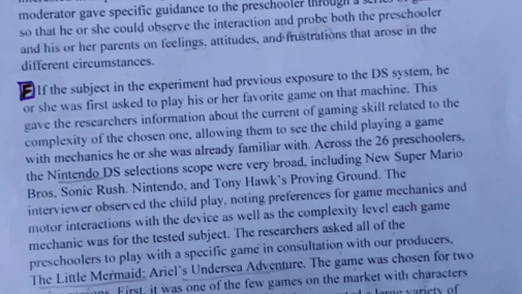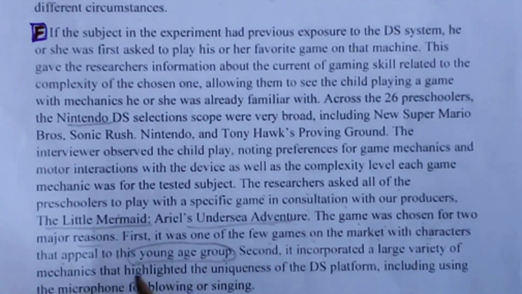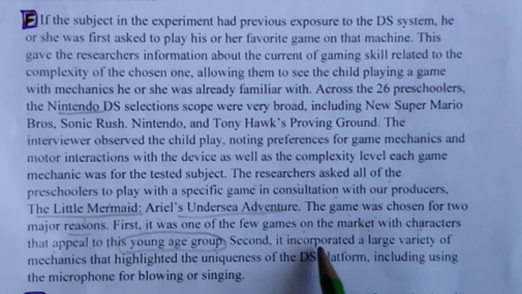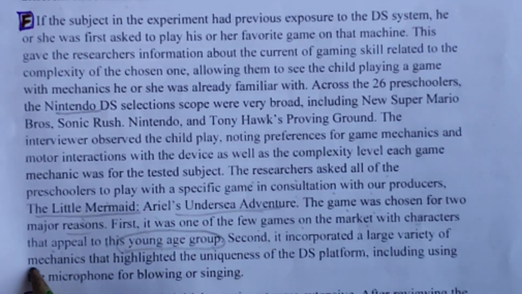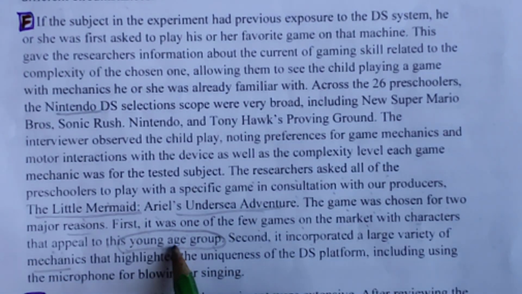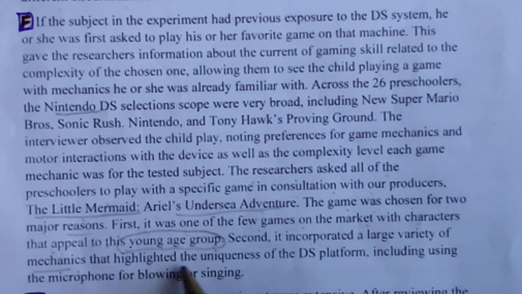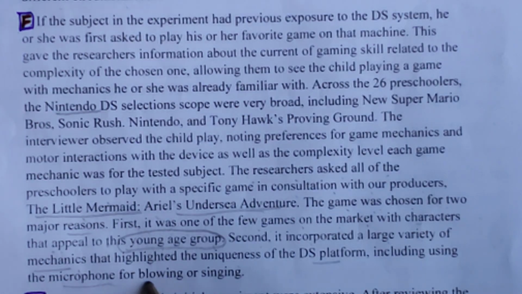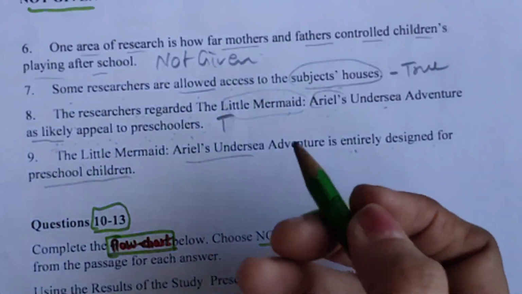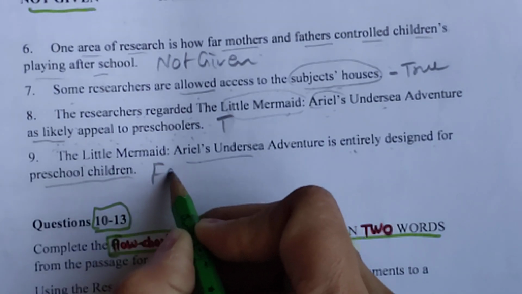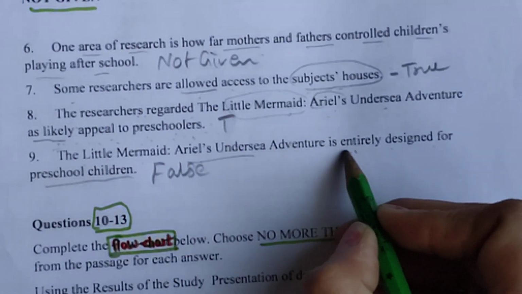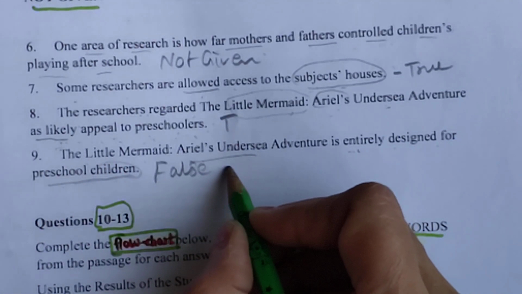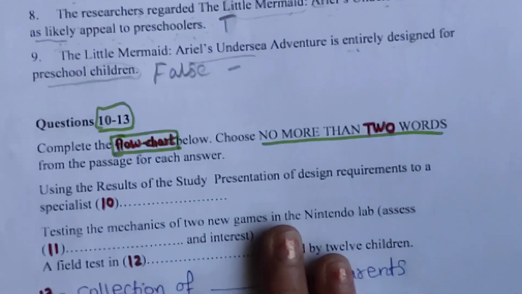Okay, so here they are talking: the game was chosen for two major reasons. First, that we have seen. Second, it incorporated a large variety of mechanics. Apart from the young age group, mechanics also highlighted the uniqueness of this platform, including using the microphone for blowing and singing. It means this is false. It is opposite information, that it is not entirely for preschool children. In fact, they were talking about mechanics also, and that can guide us.